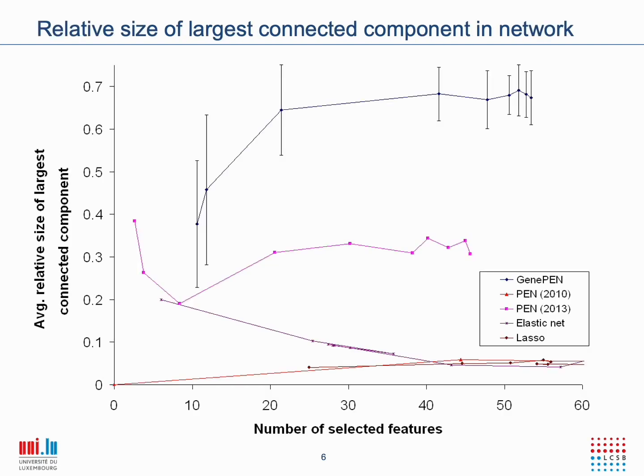However, the benefits of GenePEN become apparent when we compare the methods in terms of their ability to find grouped features representing locally clustered network alterations. We assess this by comparing the relative size of the largest connected component in the network among the selected features for different total numbers of selected features. Here, GenePEN provides a significantly superior network grouping in all evaluations.